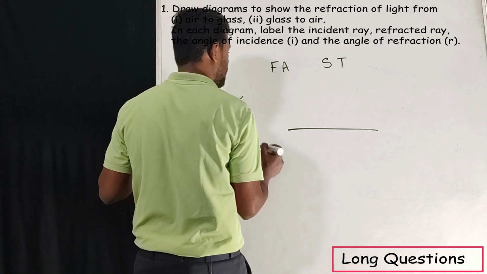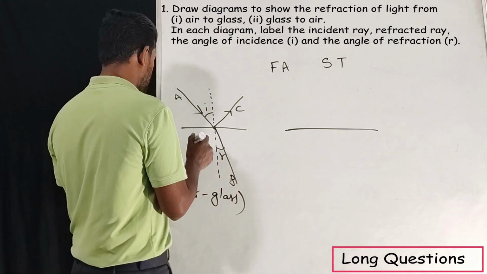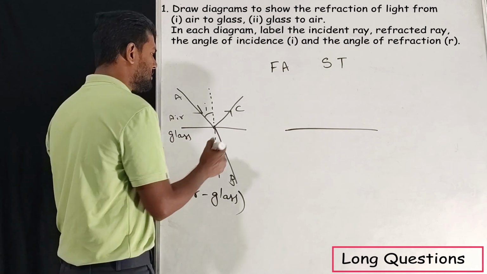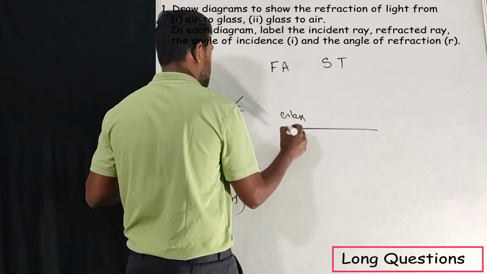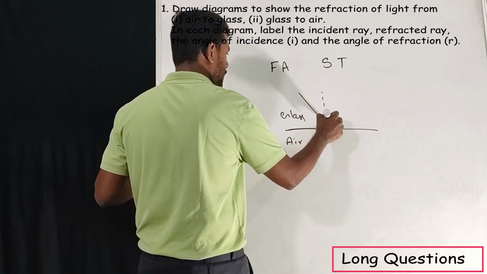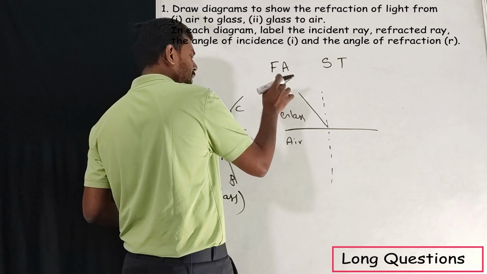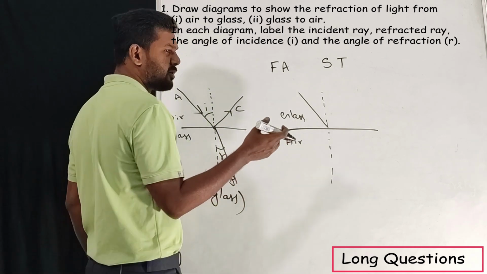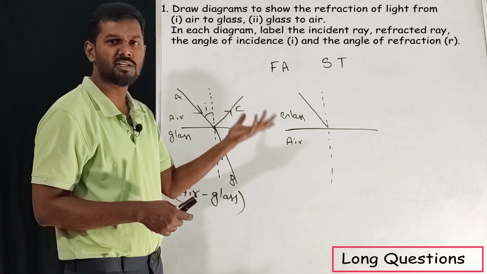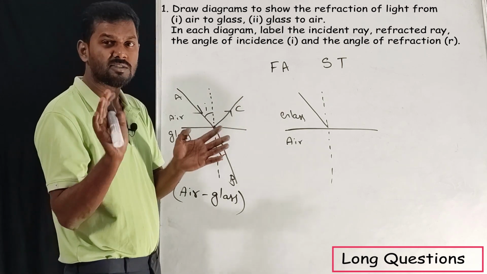Now we'll draw it for glass to air. So here I have to mention air and this is glass. Here this is glass and this is air. Incident ray, normal. Now from glass to air, from denser medium to rarer medium. If you don't know denser medium and rarer medium, I think you haven't watched the concept video, or else in the first few questions of this video I have explained what is rarer and denser. That is very much important.